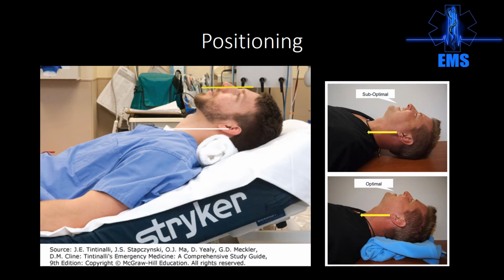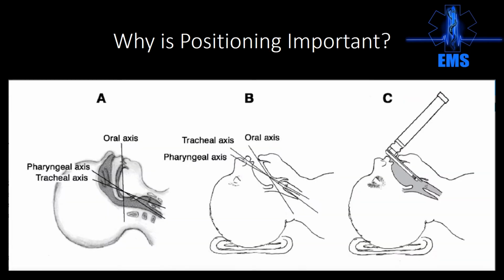The right side shows you what wrong looks like. So there is nothing behind that gentleman's head in the top picture, and you can see that his external auditory canal is below the sternal notch. This is going to make that intubation attempt significantly harder. By elevating it with some blankets, we're bringing that external auditory canal in line and parallel with the sternal notch, and it's going to align all 3 axes that you need to intubate the patient.